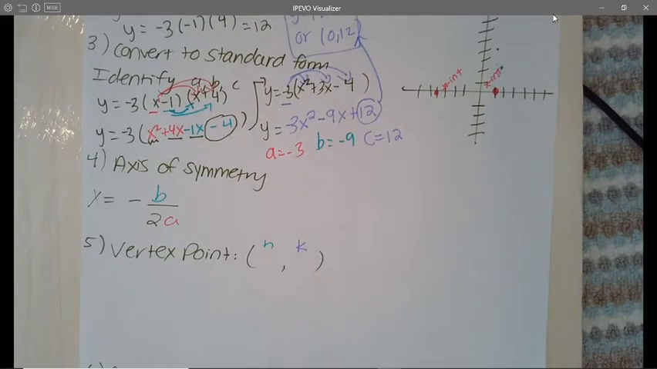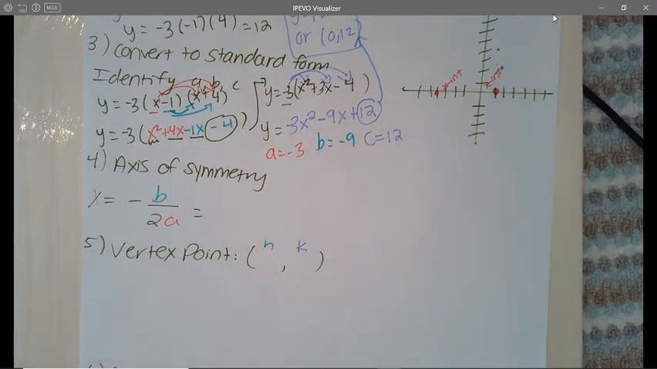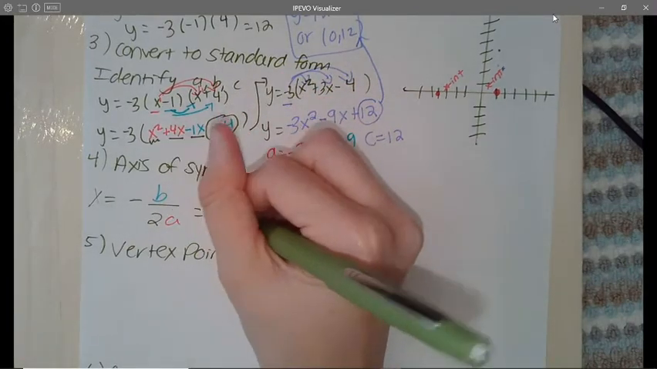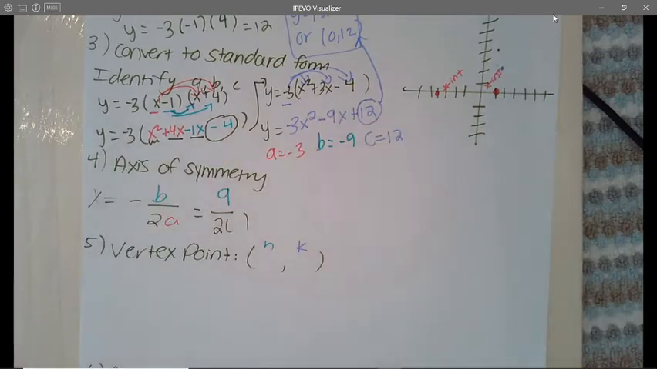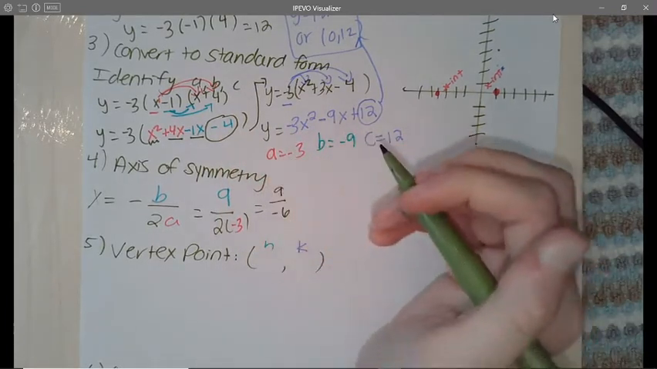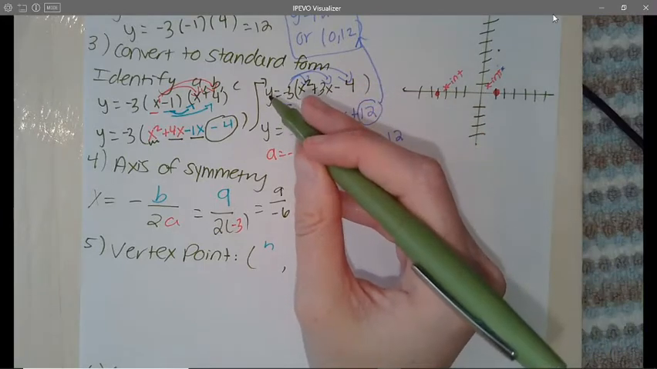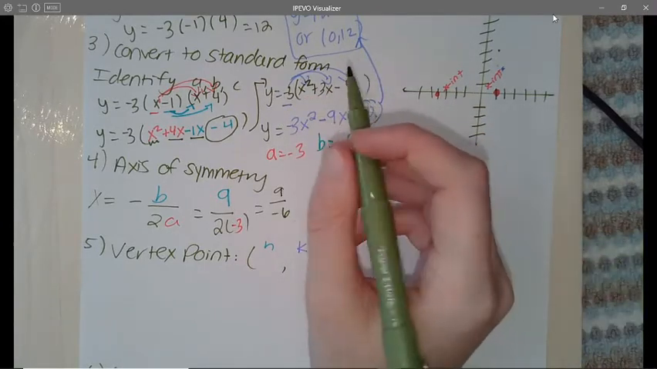Okay, so now from here, I need to find the axis of symmetry, which will be the h value in my vertex point. Well, let's get started. So I have -b, or the opposite of b, which the opposite of -9 is +9, over 2 times a, which is -3. So this will be 9 over -6. Let me just check one thing. I just want to make sure I'm doing everything right. Yep. All right, and then 9 over 6 can reduce down.